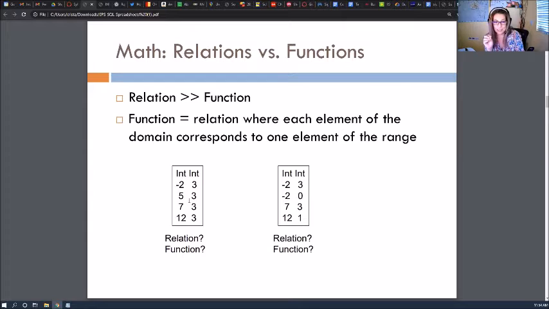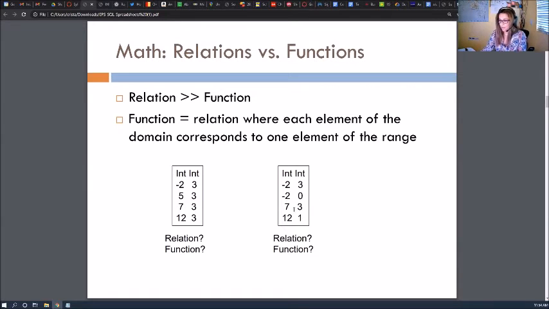A function is a particular relation where the same input cannot map to two outputs. So if you give it one input, it has to have one output, right? Two different inputs can map to the same output, but the same input cannot have two outputs. That's not a function. A relation, however, does not have that constraint.